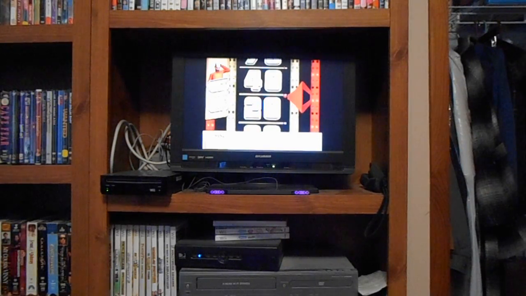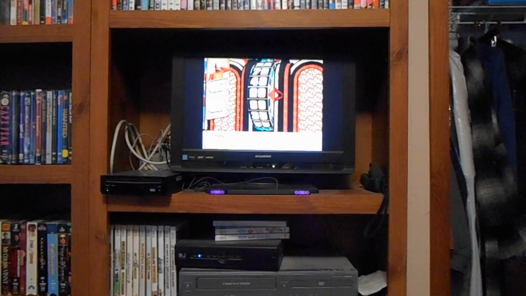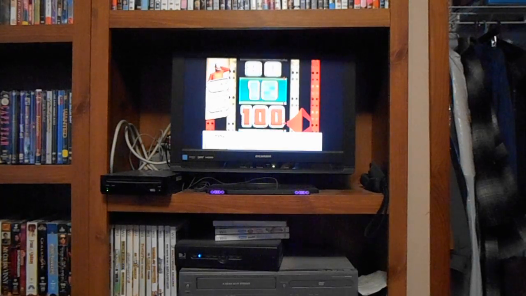We are back for part three of my 47th game of The Price is Right on the Nintendo Wii. Carlos is spinning the wheel. He's got a 20 on his first spin. What's he going to get on his second spin?